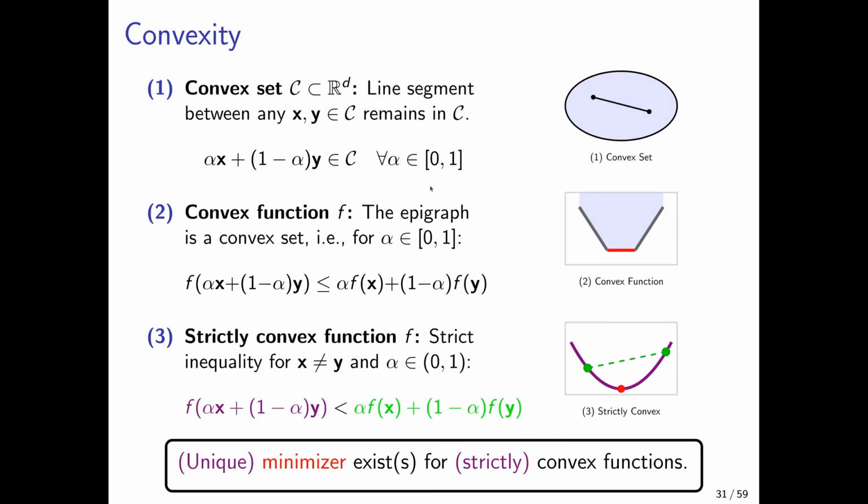And formally, we can parameterize this line by some parameter alpha between 0 and 1. And then as alpha goes from 0 to 1, this expression here just parameterizes this line from y to x. And we ask this to be contained in the set C for this set to be convex. Then we have convex functions. Convex functions are functions whose epigraph is a convex set. And the epigraph is this set above the graph in this light blue here.